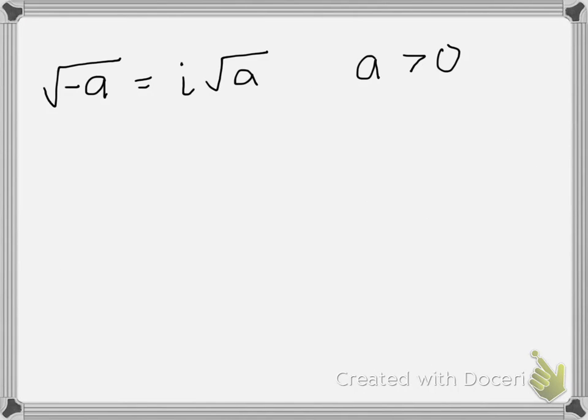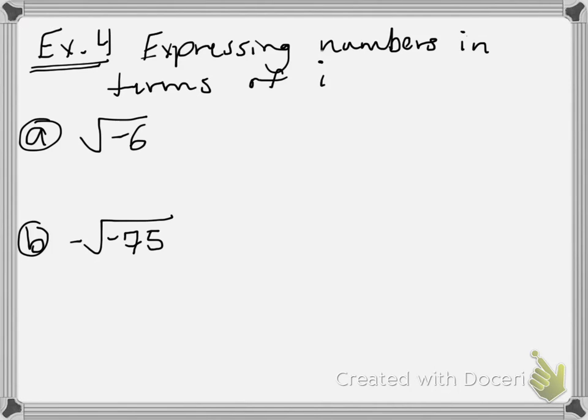So, put things in terms of I is what it's called first. Express the number in terms of I. You see how by definition, the square root of negative a is going to be I times the square root of a, where a is positive, so a cannot be 0. So let's express some of these in terms of I.